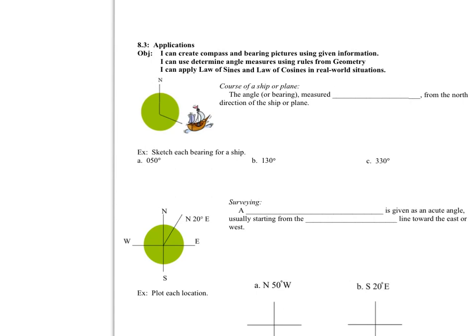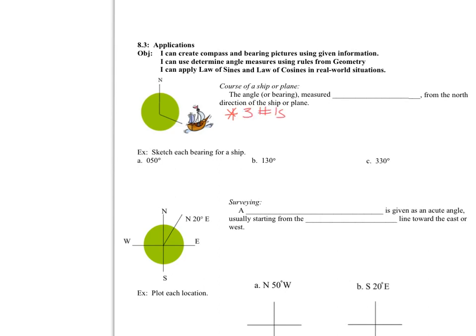Terminology that we're going to want to be familiar with. We'll start off with course of a ship or plane. It says the angle or bearing is measured clockwise from the north to the direction of the ship or the plane. We're always going to use 3 numbers to represent a course of bearing.